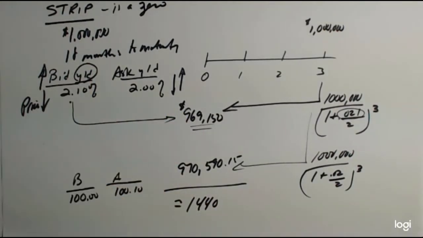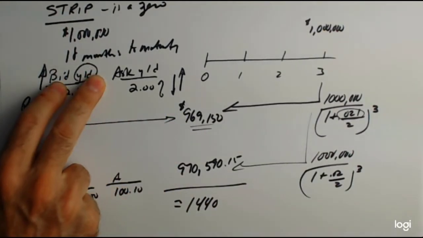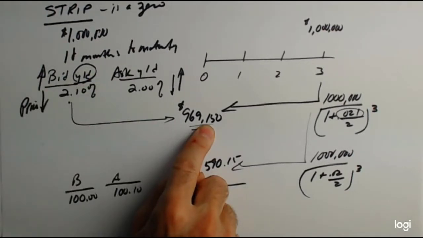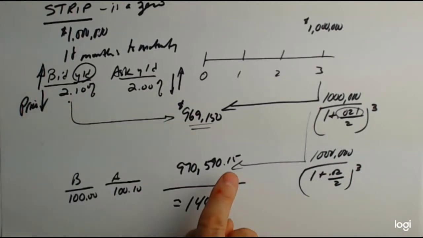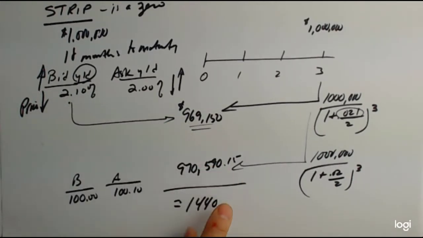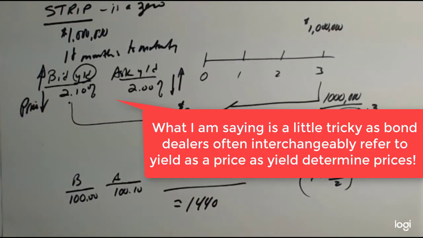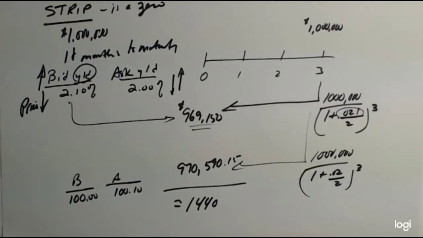So a dealer will buy at this price, and that's $969,150. They'll sell at this price, assuming this yield, so it'll be $970,590, and they'll profit $1,440. I hope that makes sense. It is a little confusing, but that's the nature of bonds and that inverse relationship between interest rates and prices that shows up not just in bonds, it shows up in stocks too, as you saw in a previous video.